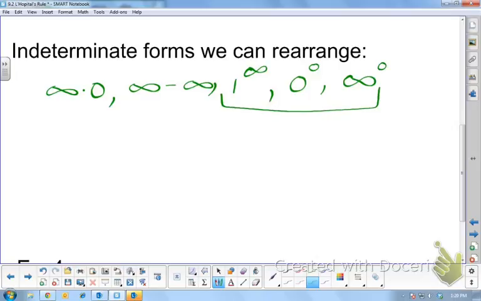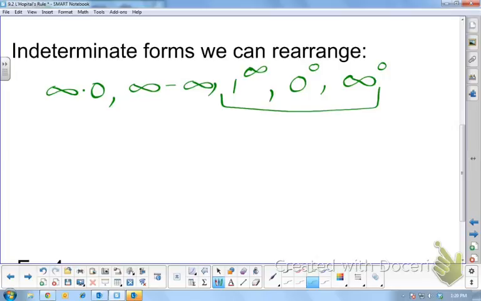Wait, is it 1 to the infinity or 1 to the 0? 1 to the infinity. Did I say 0? Yeah. Sorry. It is 1 to infinity. I wrote the right thing, said the wrong thing. Because what is 1 to the 0? That is something we can determine. 1. Anything to the 0 is 1. And that's a comma sign after the infinity minus infinity.